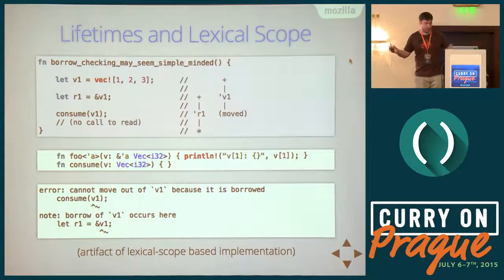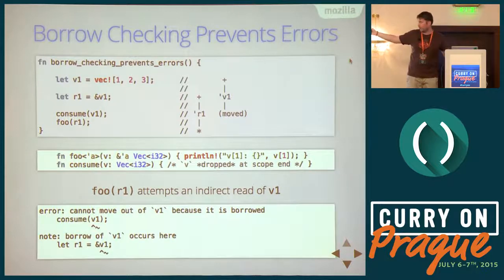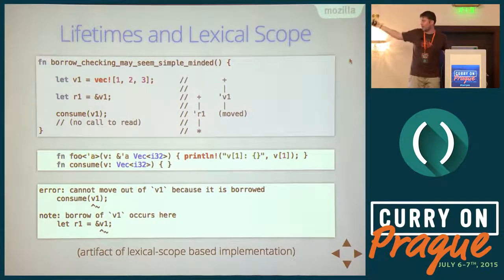It's based on lexical scope, and so even if there is no call to read after the call to consume, I want you to compare these two slides. I had a call to foo, and that was definitely wrong. But even if I get rid of the call to foo, the current compilation model still treats that as an error. It still says, oh, r1 lives this long, and therefore something's wrong. This is going to go away in the future, we are almost certain.